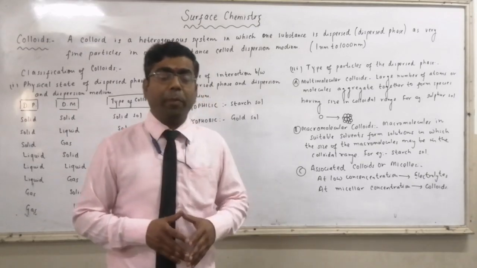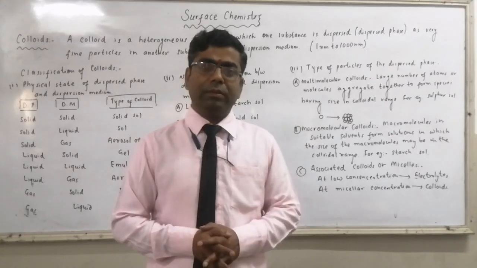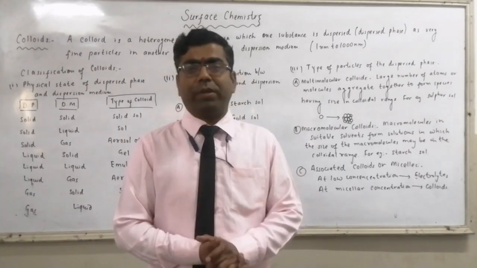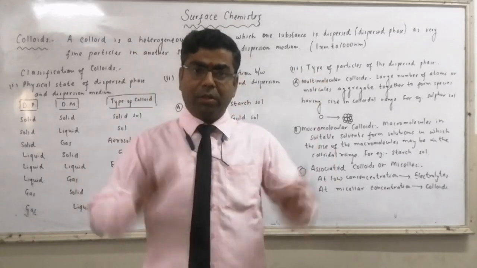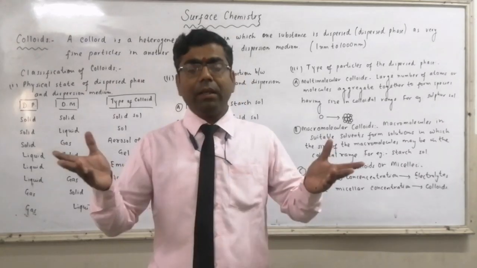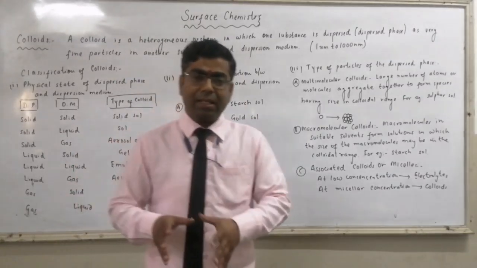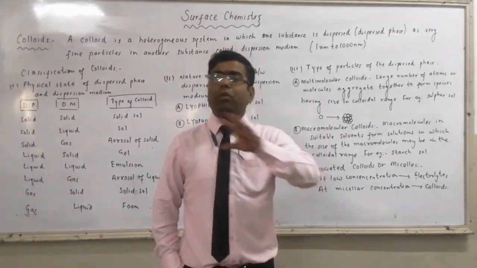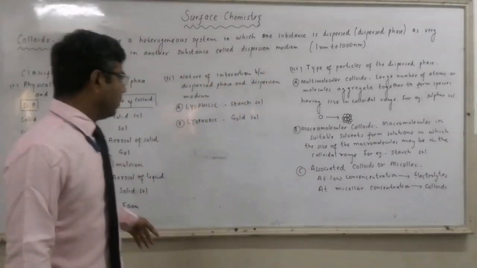Because gases have the property of diffusion. By the property of diffusion, gases undergo homogeneous distribution. So mixture of gas with gas is always homogeneous in nature. But colloids are heterogeneous mixture. So here we cannot take dispersed phase as gas and dispersion medium as gas. It will not give you colloid. Gas colloid is not possible. So total 8 types of colloids are possible.